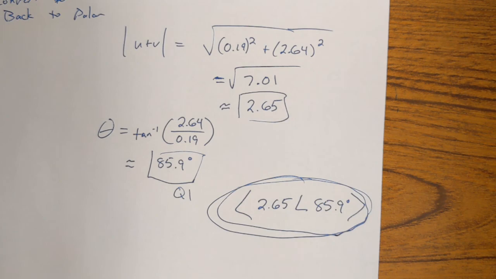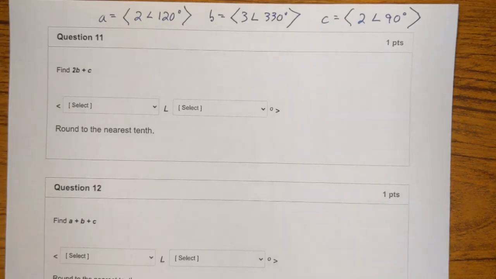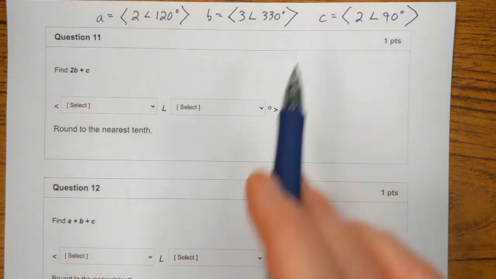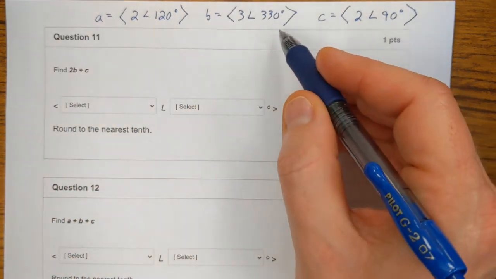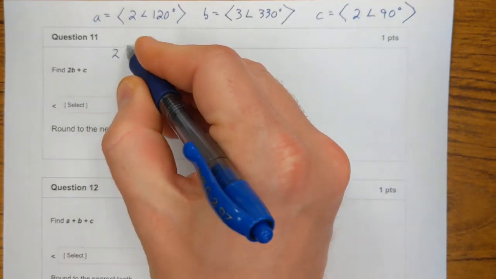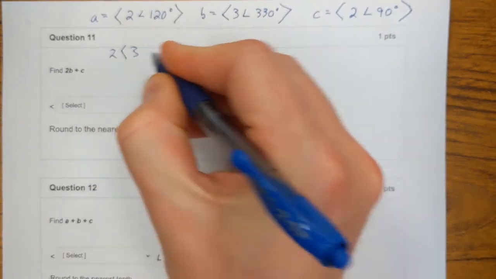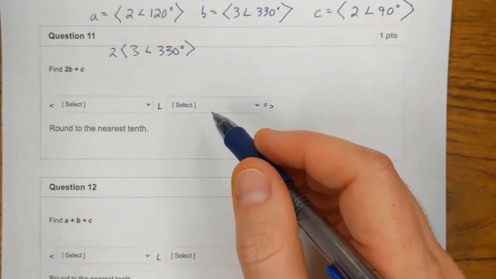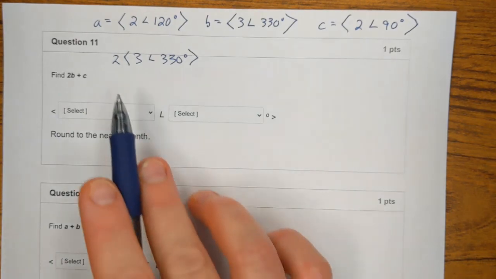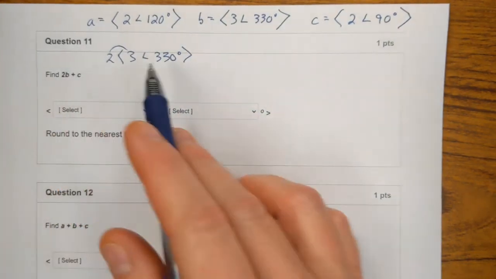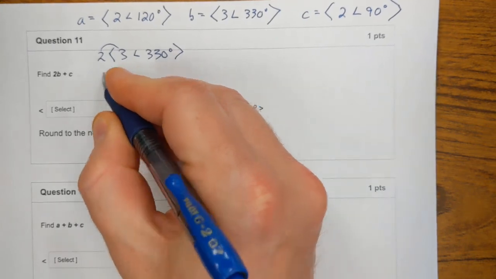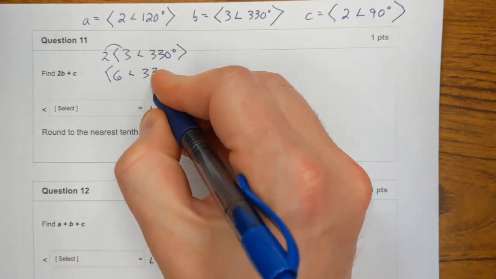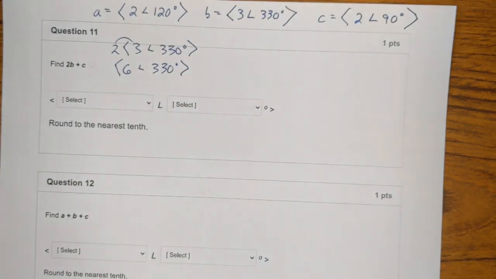And let me show you one last thing off of your homework. All right, and this is question 11. Question 11 says we have to find 2b plus c. Okay, I want to talk first of all how to find 2b. To multiply a polar coordinate by 2, the rule is you multiply the magnitude by 2, but you have to leave the angle alone. So here, you don't distribute. We're only going to do the 2 times 3 is 6. When you double the magnitude of a vector, the angle doesn't change. The angle's still going to be 330 degrees.